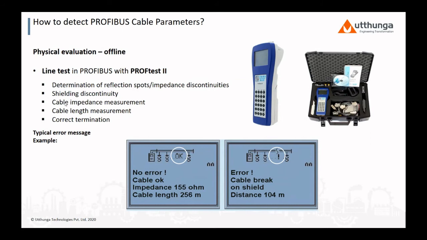The next step is the PROFIBUS cable parameters. Most of the PROFIBUS problems identified are related to physical means that you can see. Maybe it is a short circuit, maybe it is a cable problem. You are not using the proper connector. Okay, the termination problem, these types of problems are there.